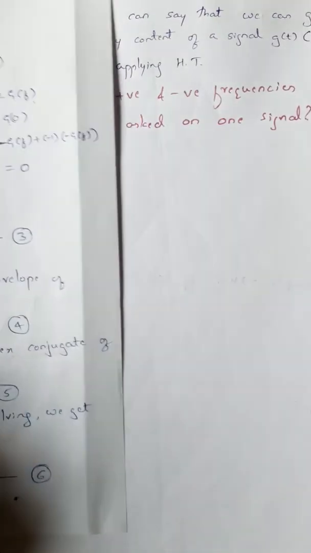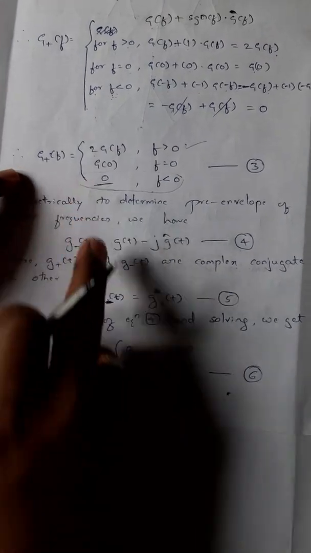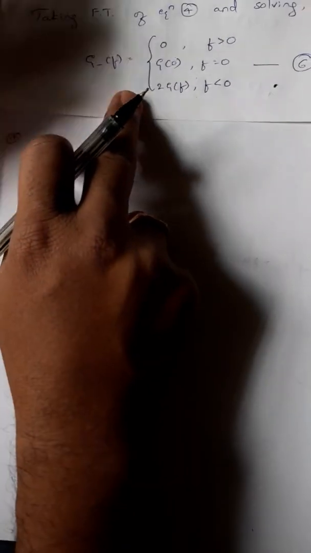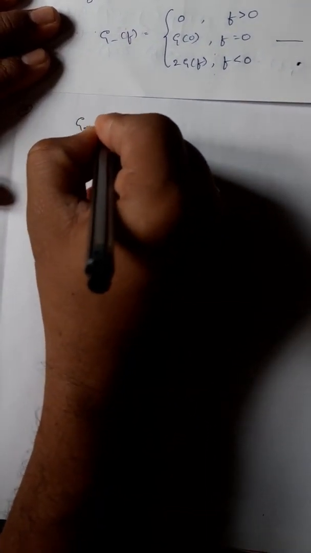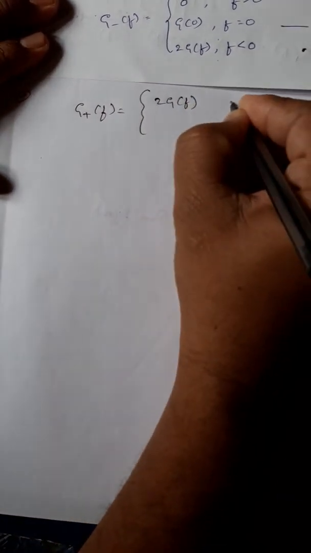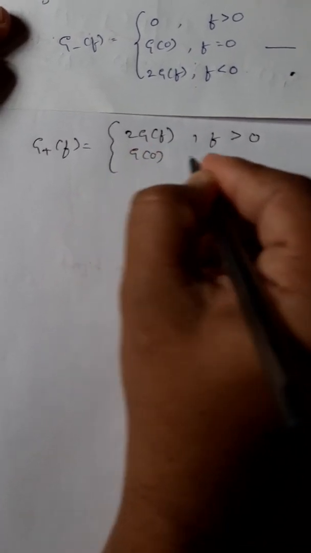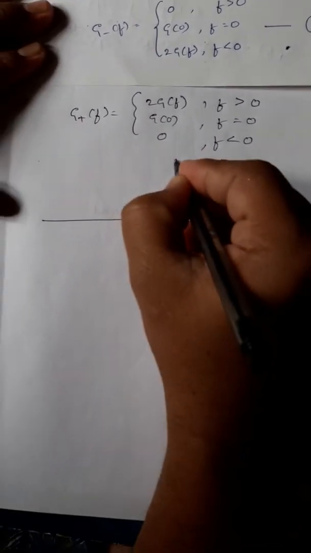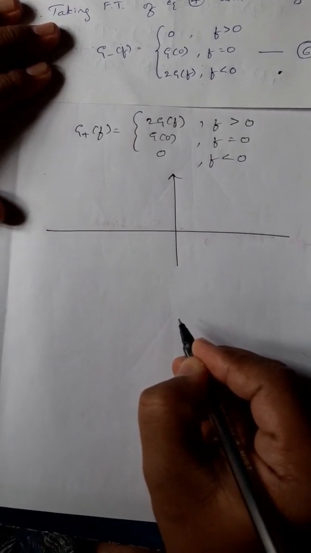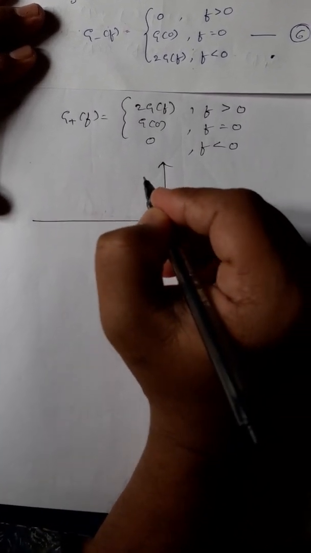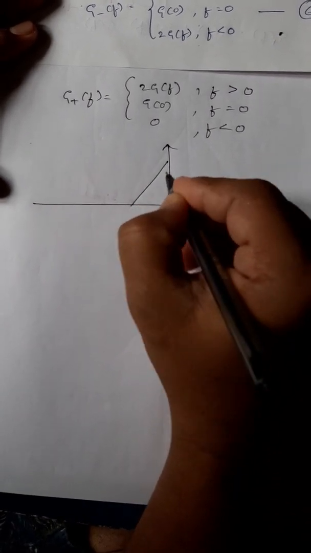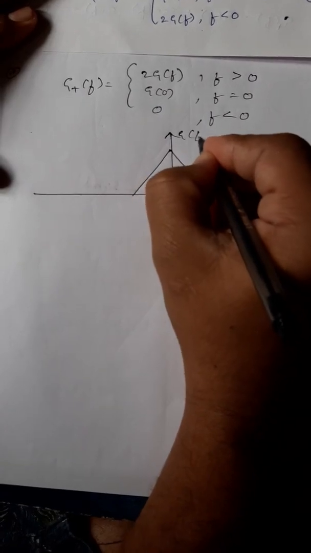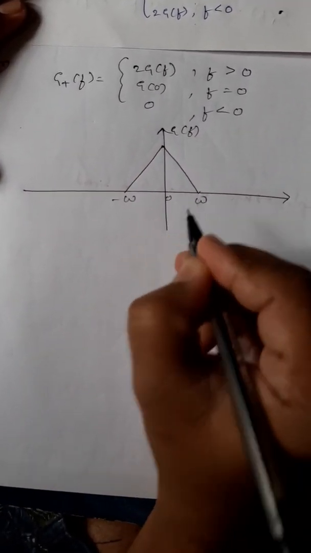Now before ending, let me draw the diagram. From the equations I just gave, I am going to draw the diagram for g plus of f and g minus of f. My g plus of f is equal to 2g of f for f greater than 0, g of 0 for f equal to 0, and 0 for f less than 0. How will it look? What is my signal? Let me consider g of f as this, a low pass signal.